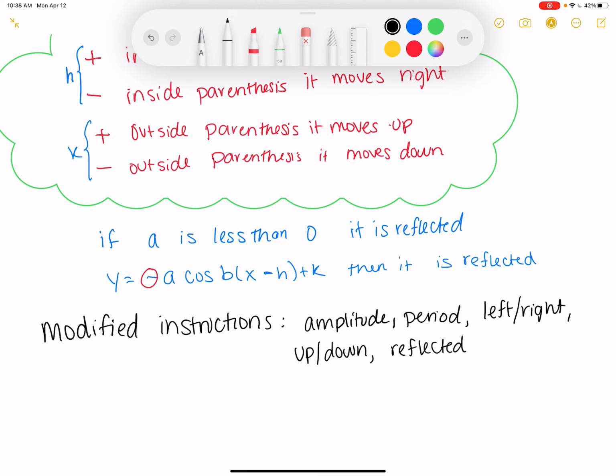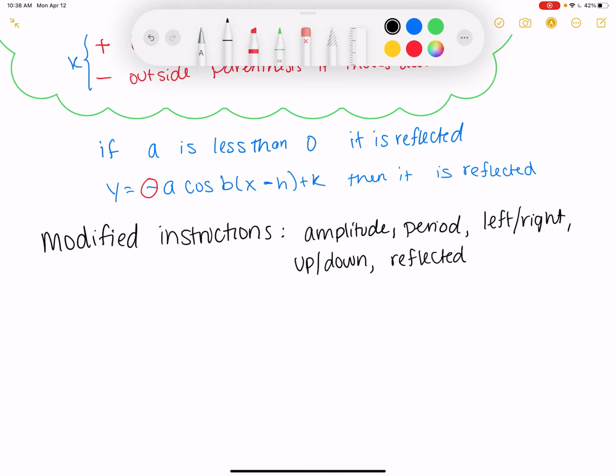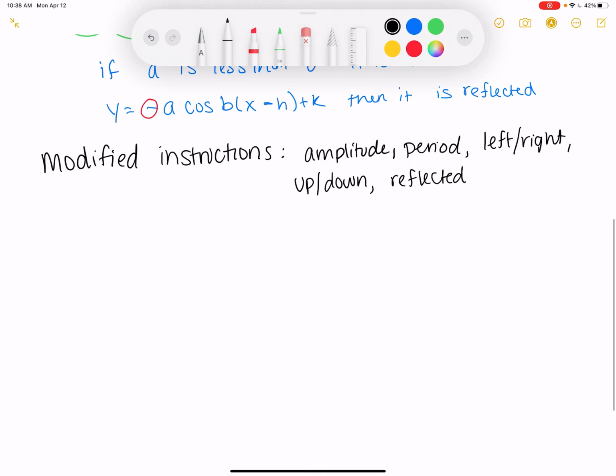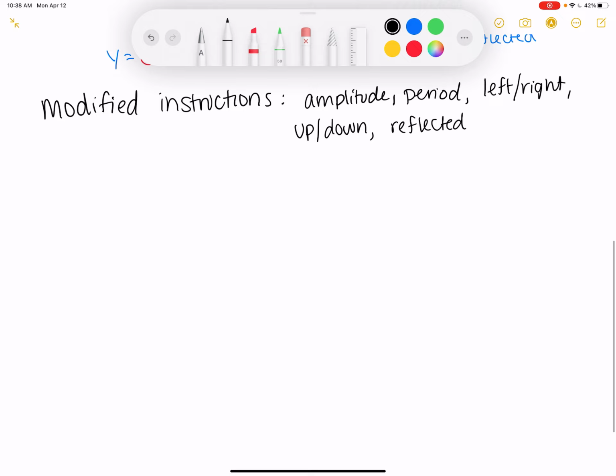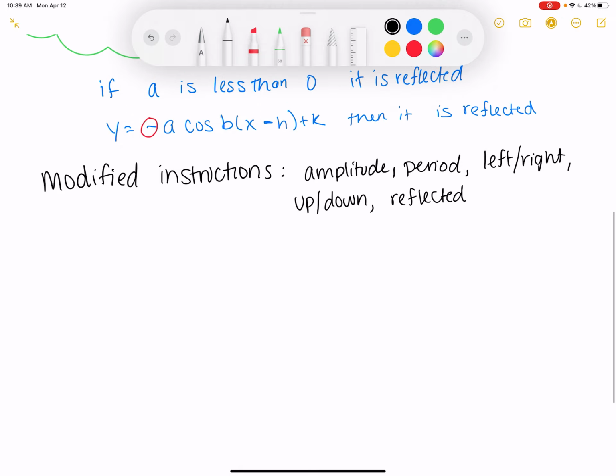I don't really like this stuff. Why? It's easy. I don't know. I just don't feel like it. It's like 20 times easier than parabolas. Alright, I feel ready. I actually understand. What's the word after modified? Instructions.